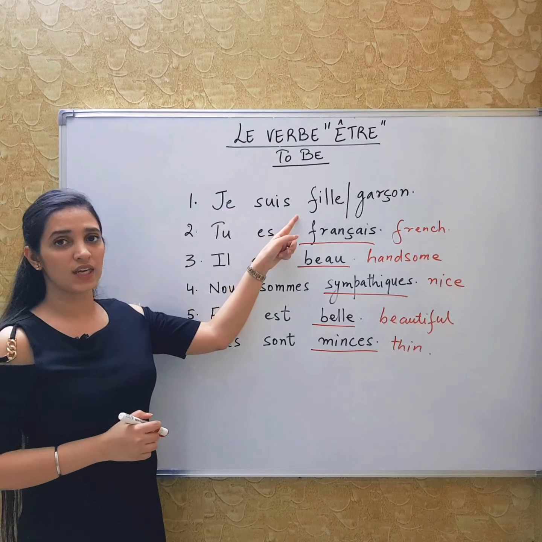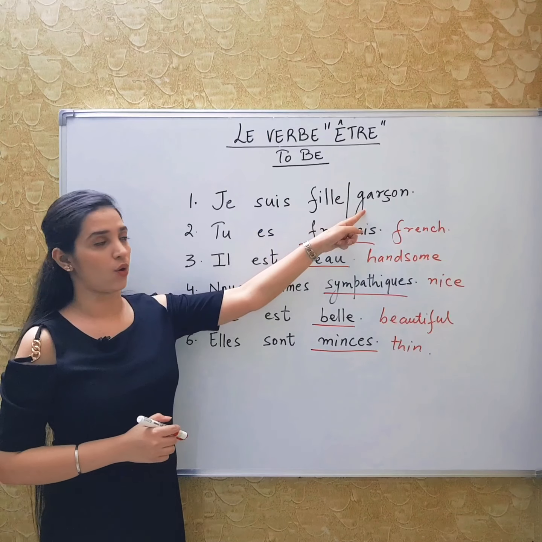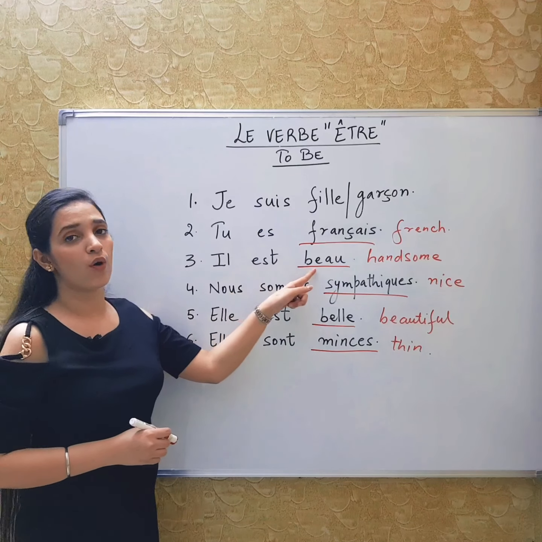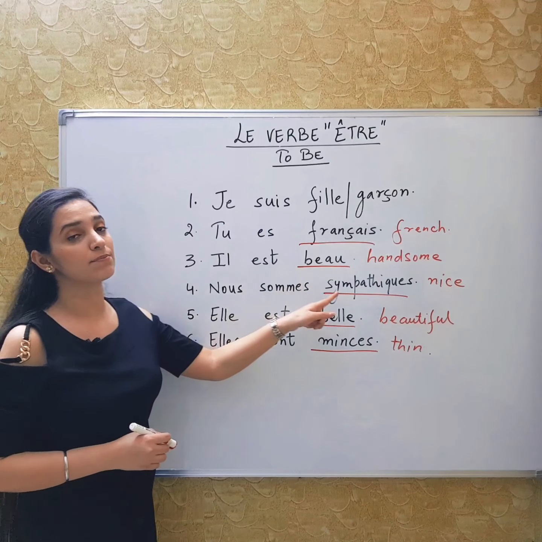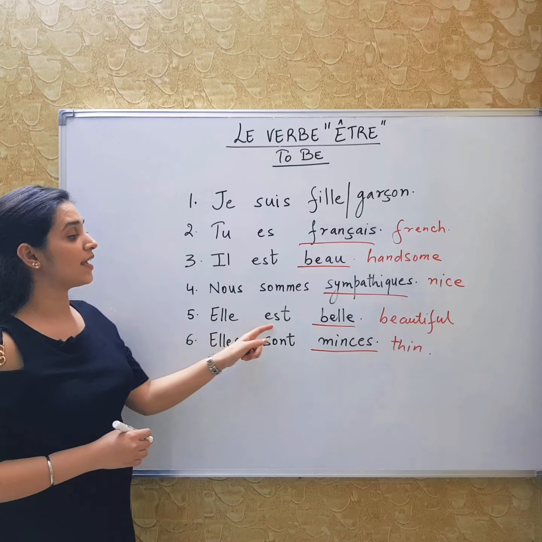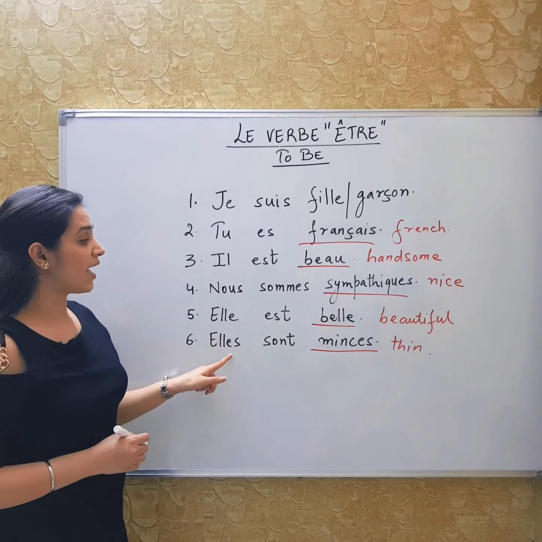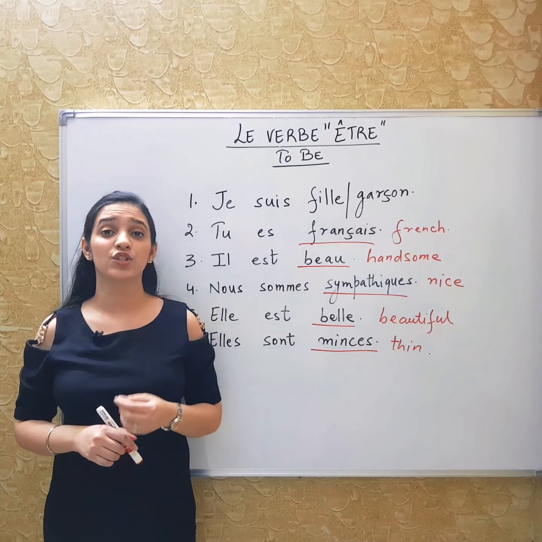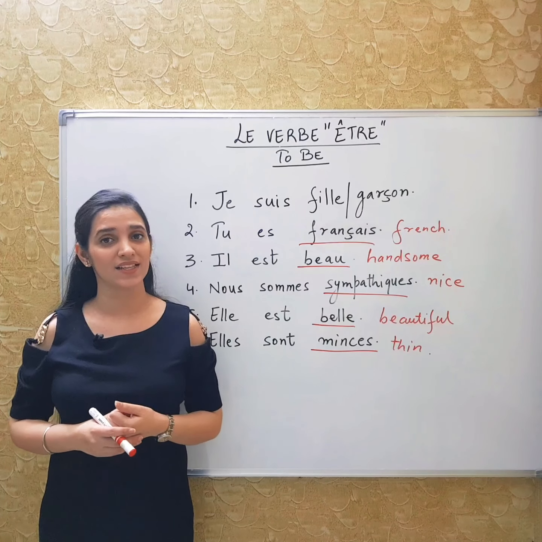Je suis fille. Je suis garçon. Tu es français. Il est bon. Nous sommes sympathiques. Elle est belle. Elles sont minces. Did you see, with just a single verb we made so many sentences?